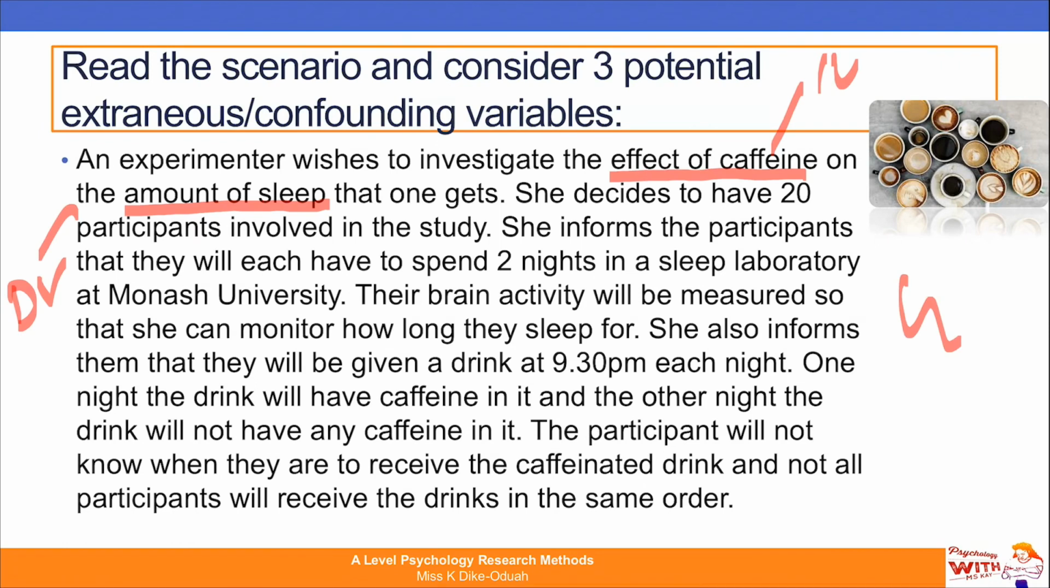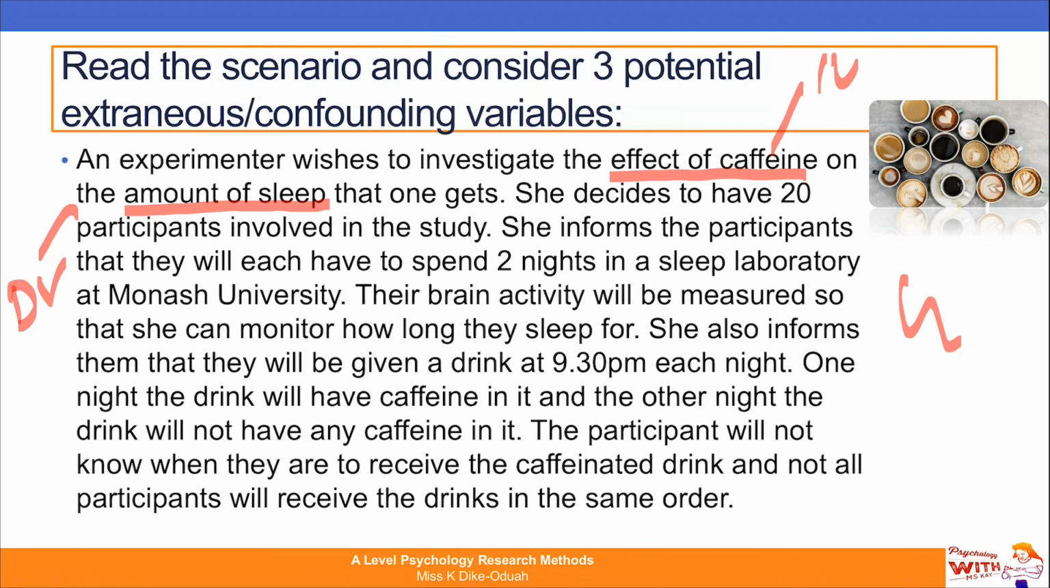She also informs them that they will be given a drink at 9:30 p.m. each night. One night the drink will have caffeine in it, and the other night the drink will not have any caffeine. The participant will not know when they are to receive the caffeinated drink, and not all participants will receive the drinks in the same order.